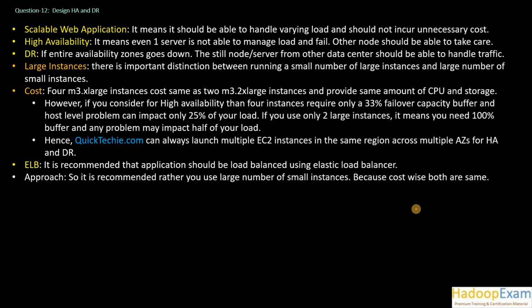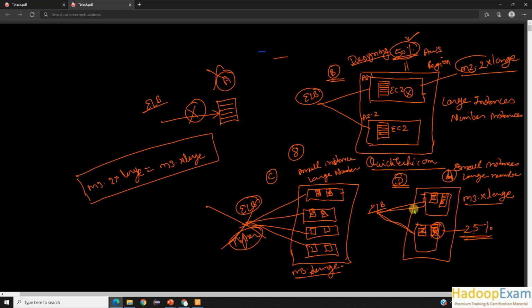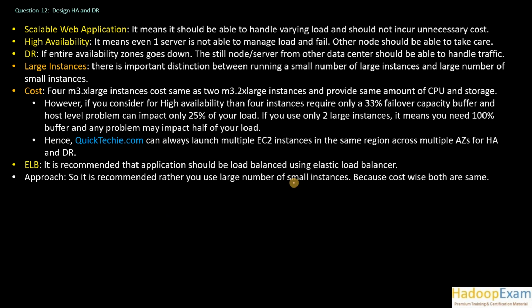So the takeaway is that you can always launch multiple EC2 instances in the same region across multiple availability zones for high availability and disaster recovery. That is the best architecture you should choose. So it is recommended that you use a large number of small instances, because cost wise both are the same. So you should choose the option with small instances in a large number.